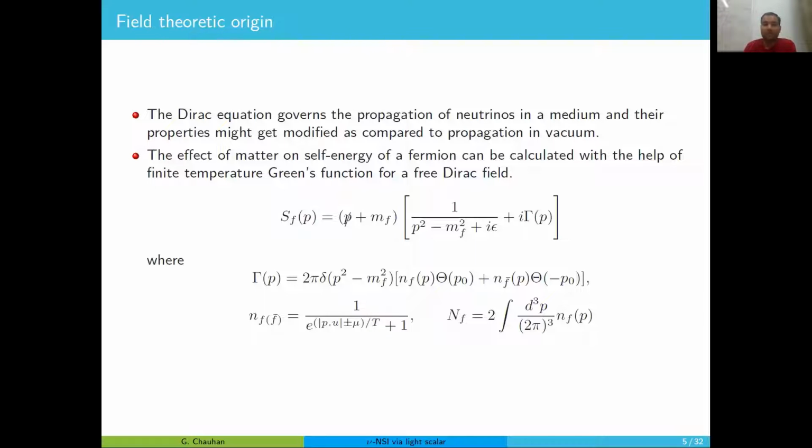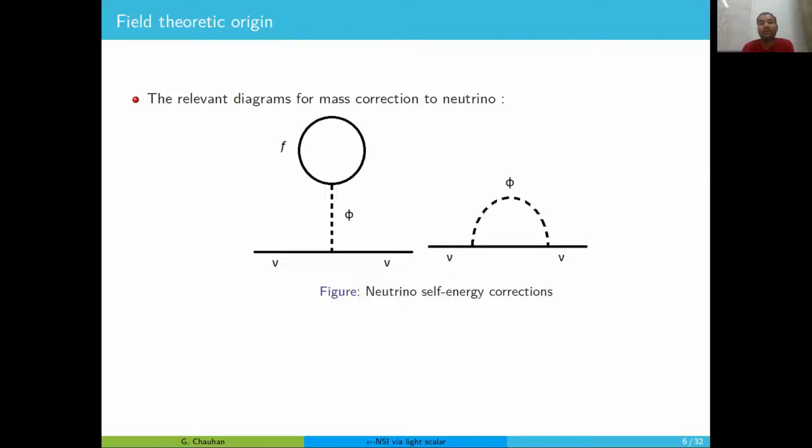So once all the components are there, we can go ahead and write down the relevant diagrams for our case, which are these two important diagrams. One is what is called a tadpole term, where these neutrinos interact with the background fermions through the exchange of this light mediator phi. Or you can have this self-energy diagram composed of internal lines with neutrinos and this scalar phi.